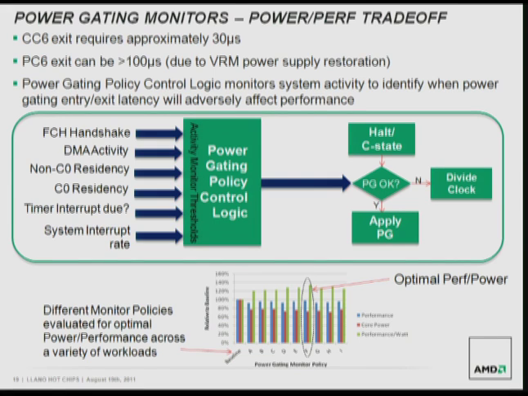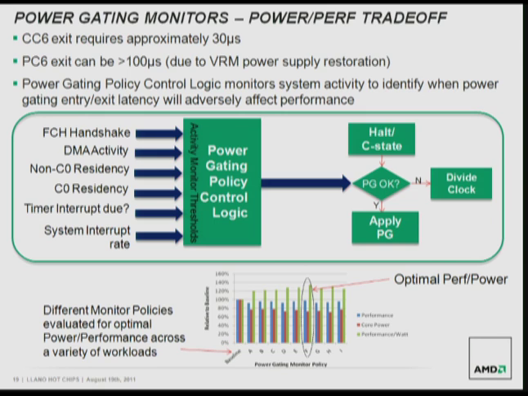Non-C0 residency and C0 residency is a metric for how well we did the last couple of times that we went into C6. Was it the right decision or not? Is there a timer interrupt due? Clearly, we don't want to put everything to sleep only to wake it up immediately to handle a timer interrupt. And then, based on the system interrupt rate, we'll figure out what we should be doing there.